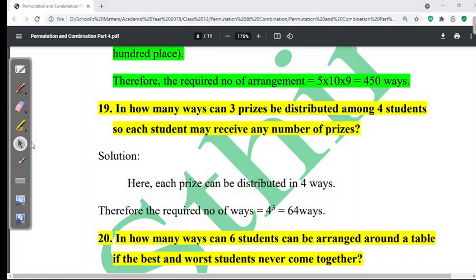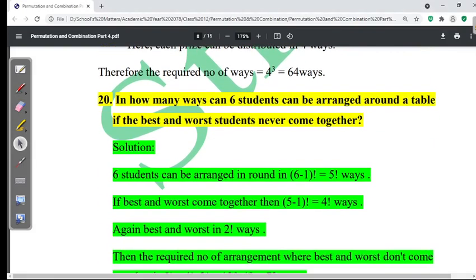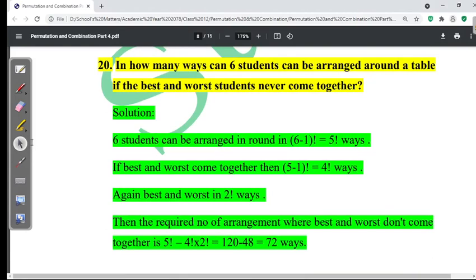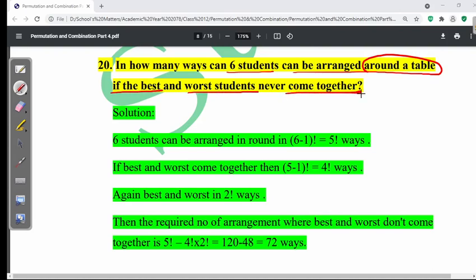And the next question is question number 20, a very good question, I think. In how many ways can 6 students be arranged around a table, if the best and worst student never come together? This is not a difficult question. Similar questions we have discussed in previous question patterns also.